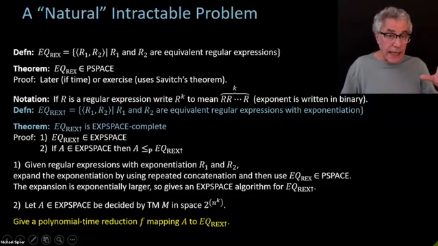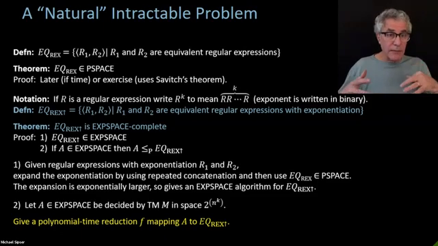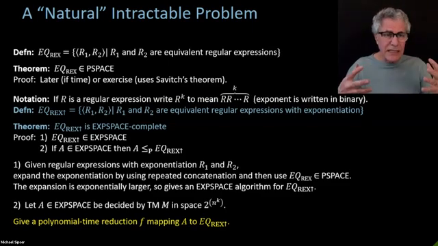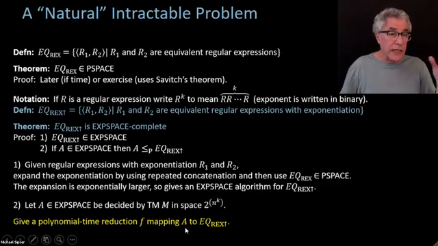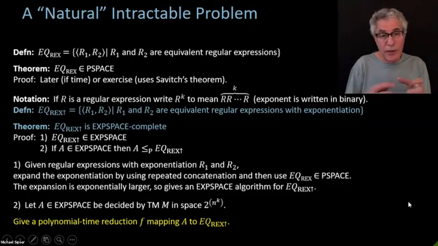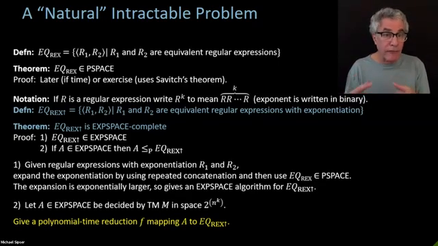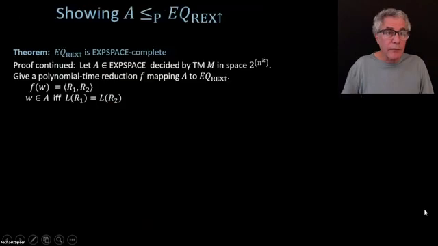This part is going to get technical, because doing these reductions always involves a simulation, and you have to describe that simulation in its own way. So now we're going to be simulating, in a certain sense, M on W, the decider for this exponential space problem A. We're going to take M on W, and we're going to somehow have to express the fact that M accepts W using this equivalence problem for regular expressions with exponentiation. Okay, so no questions. Why don't we move on then?